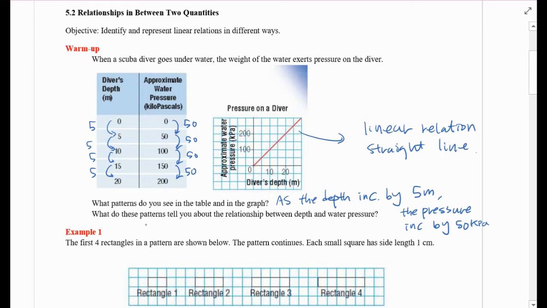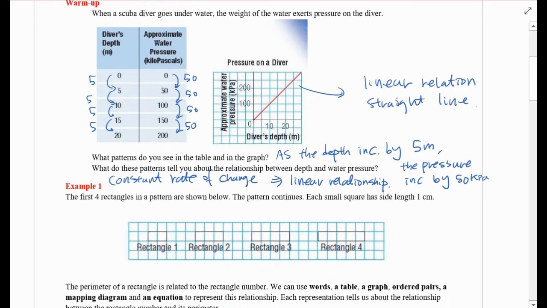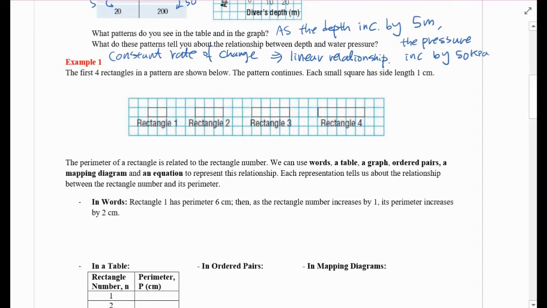What do these patterns tell you about the relationship between depth and the water pressure? Because it has a constant rate of change in both variables, it is a linear relationship. Alright, let's move on. Example 1.